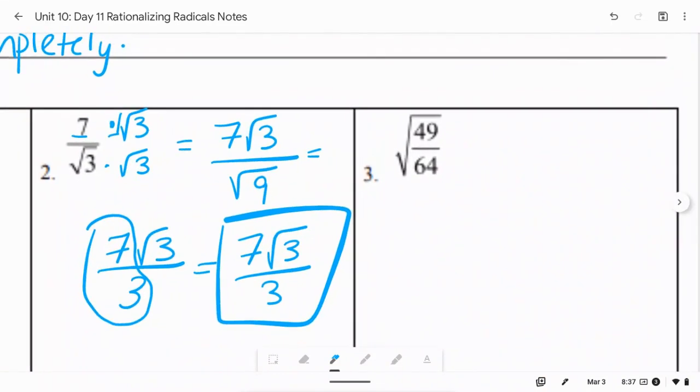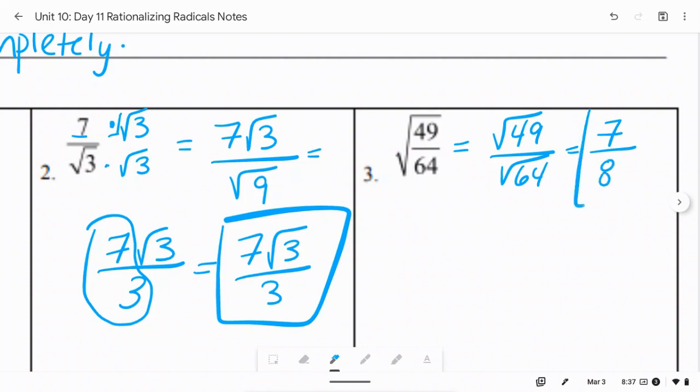In example 3, when you see an entire fraction underneath a square root, that's the same thing as dividing it into 2 square roots. So this is the same thing as the square root of 49 over the square root of 64. I notice that both of those numbers are perfect square numbers, so I can take the square root of 49 to get 7, and the square root of 64 is 8, and then I can't reduce 7 over 8, so that's my final answer for example 3.